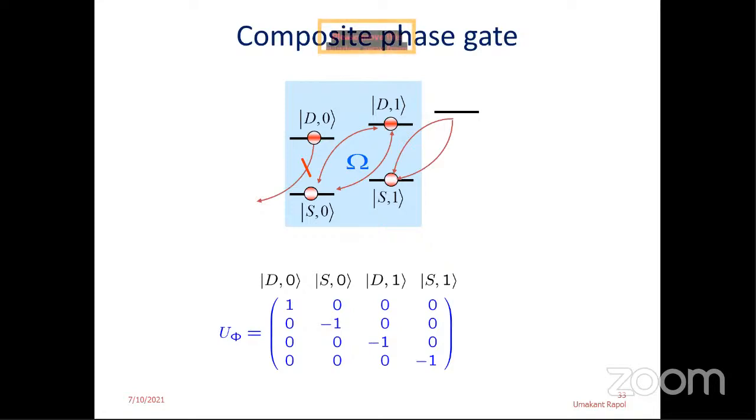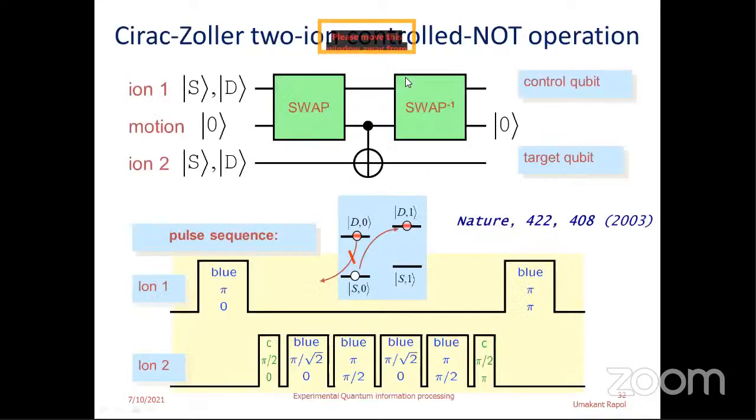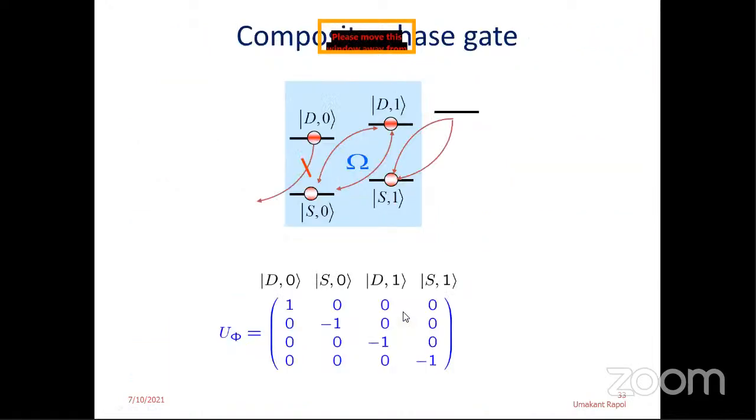So one of the important things is this composite phase gate, which is this particular sequence here. That is operated by taking the population from the internal ground state to an internal excited state plus a motional mode, and then you bring it back here. So when you circulate the population on the Bloch sphere using a motional mode, you get a phase factor of -1, and that's shown with this particular operator in the matrix form.